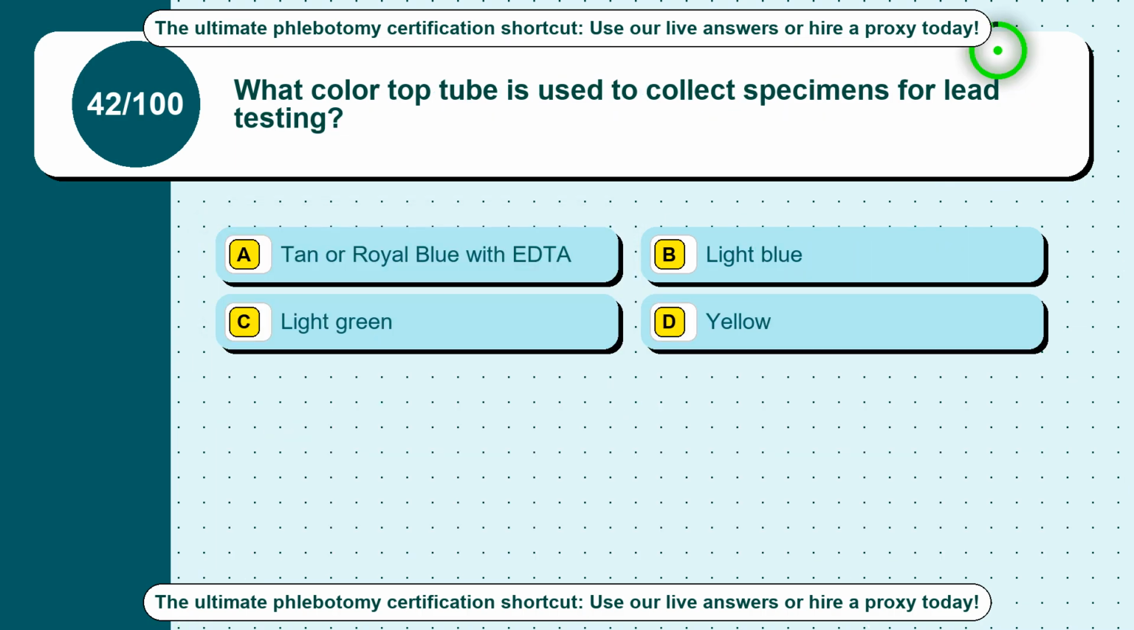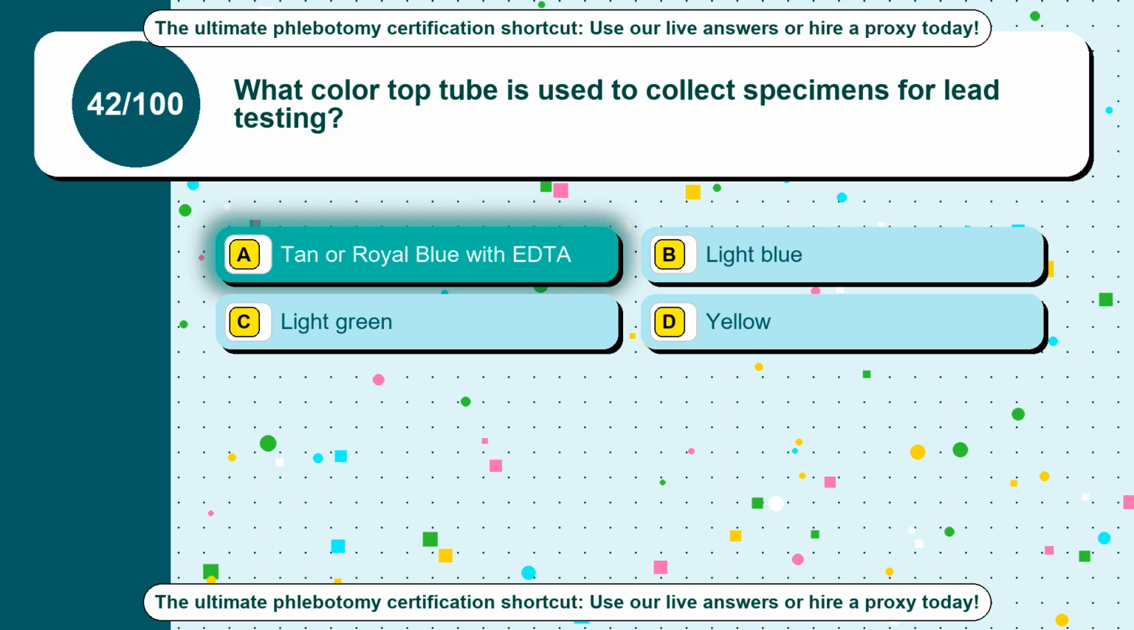Question 42. What color top tube is used to collect specimens for lead testing? Option A, tan or royal blue with EDTA. Option B, light blue. Option C, light green. Option D, yellow. The correct answer is option A, tan or royal blue with EDTA.